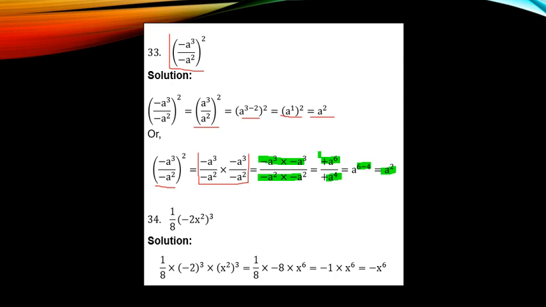34, you have 1 over 8 bracket open minus 2s squared bracket close power 3. Power 3 only affects the terms in the bracket. So you have 1 over 8 times, each term will take the power. So you have minus 2 cube, then s squared cube in this form. Minus 2 cube is minus 8. If you apply power law on s squared to the power of 3, you have s power 6. If you divide minus 8 by 8 times 1, you have minus 1 times s power 6, and that is minus s to the power of 6. Okay?